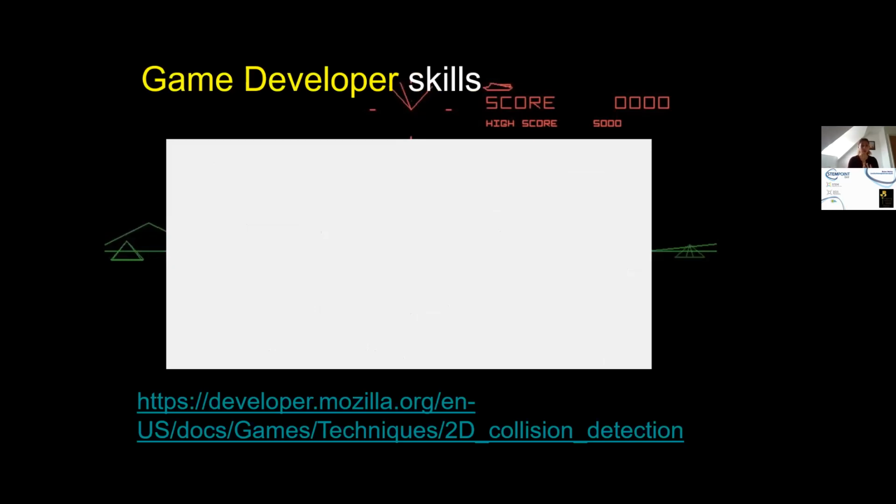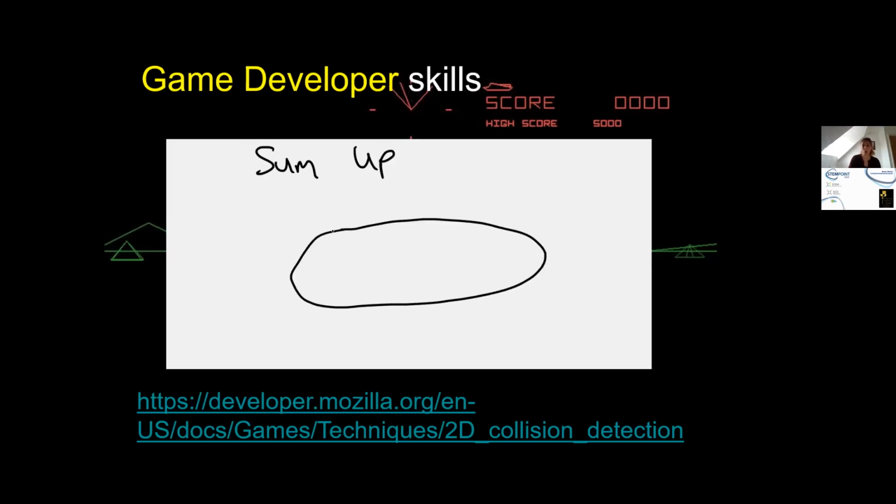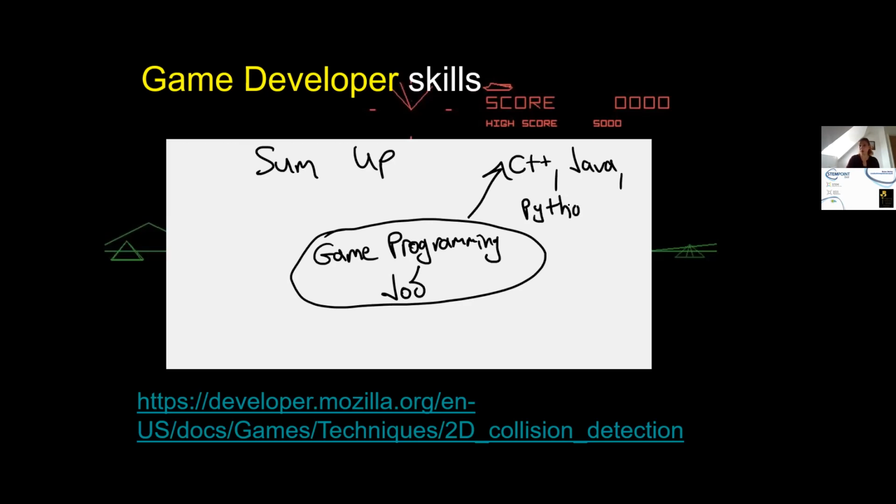So if we would like to sum up about game developer skills, what is used in games, what we need in games, my sum up will be that for a game programming job or a game developer job, whatever you prefer, first of all, you need programming, so you can use C++, you can use Java, you can use Python, you can use any language which is machine-based language for your games.